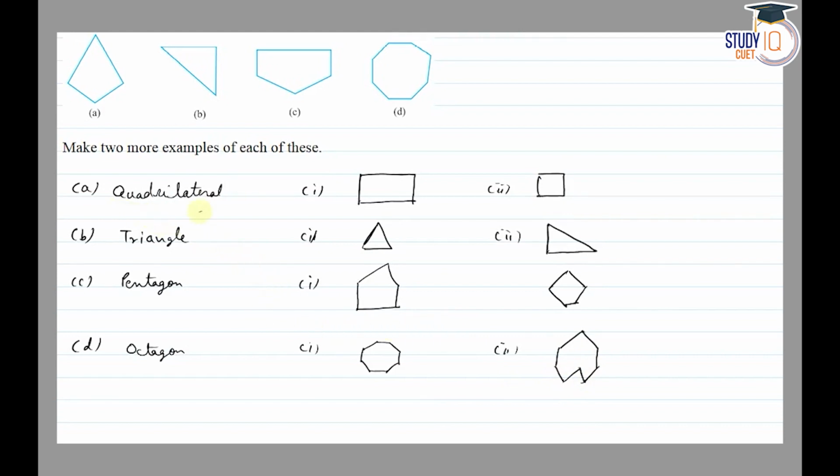So first is quadrilateral, second is triangle, third is pentagon, and fourth is octagon. Thank you.